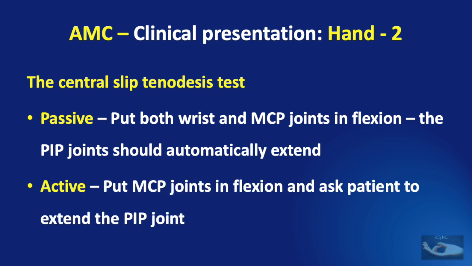The active component of this test consists of putting the metacarpophalangeal joints in flexion and asking the patient to extend the proximal interphalangeal joint.